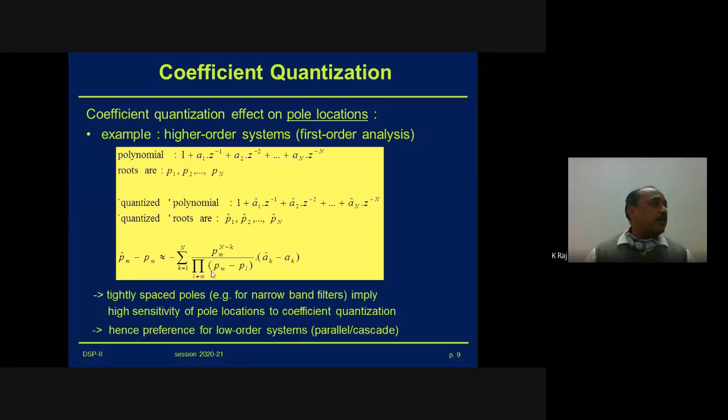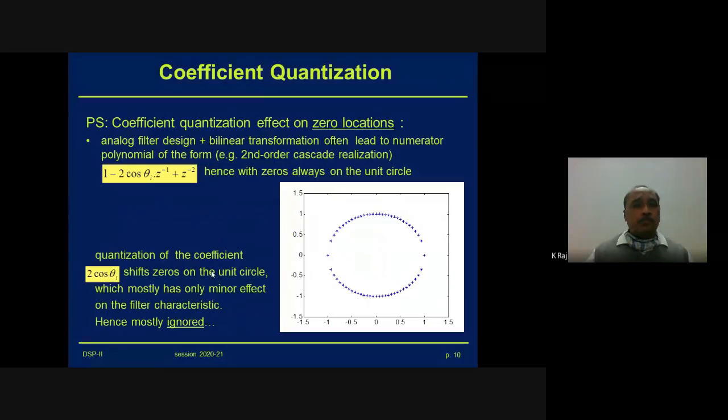Now this is the difference between the two types of filter. One is the designed filter and the second one is the quantized one. Naturally there is a difference in the positions of the poles and zeros. So we have to analyze the stability also. As we have discussed, the poles must lie in the stability region, that is the stability triangle. Now the coefficient quantization effect on the zero location.